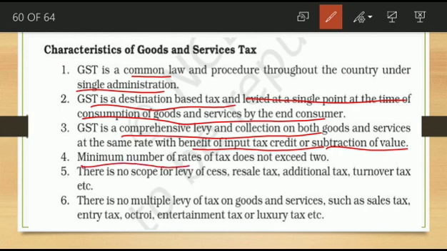Now the minimum number of rates does not exceed 2. Then there is no scope for levying any cess, meaning no other additional tax is there. In the earlier period there were cess, resale tax, additional tax, turnover tax, like this. Now there is no scope for these items; only one tax is GST. There is no multiple levy of tax on goods and services such as sales tax, no other taxes, no additional levying of any cess or resale tax. Single one only, that is GST.